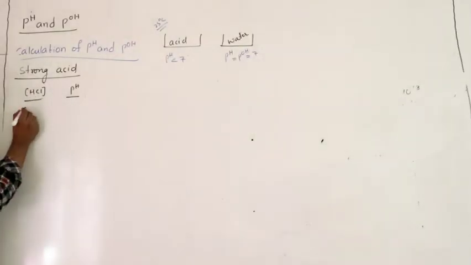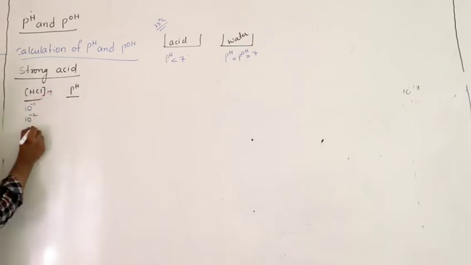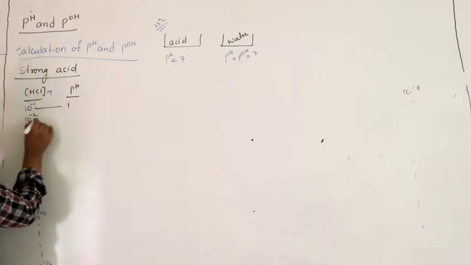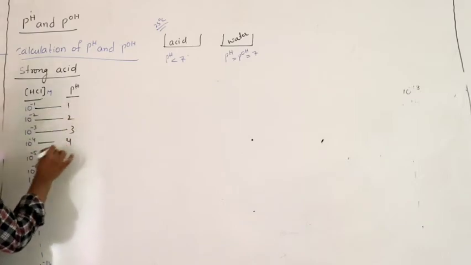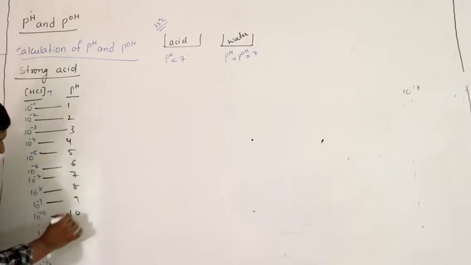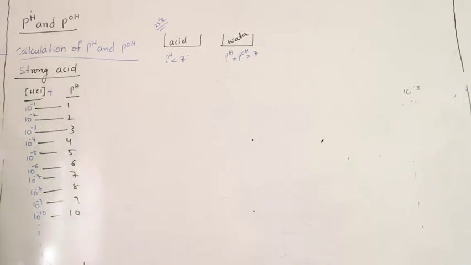Right. So, let us take different concentrations, 10 power minus 1, 10 power minus 2 molar. Say you have prepared different sets of HCl solutions. Now what is the pH of 10 power minus 1? It is 1. Then pH 2, 3, 4, 5, 6, 7, 8, 9, 10 and so on up to 14. So pH of HCl can be 1, 2, 3, 4, 5, 6.